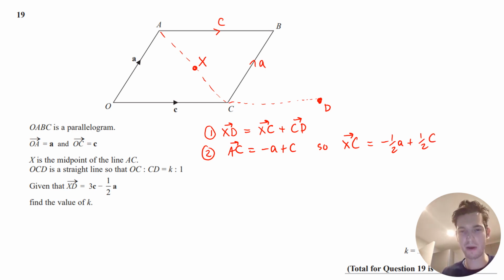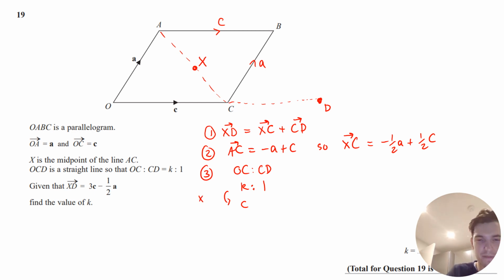Great. So I made a good start. Probably already got a mark or two here, which is good. But now I need to find what C to D is. So what am I told? I'm told that OC to CD, I'm just going to write K to 1 underneath that. I'm told that in the question. And I also know what O to C is, which is the vector C. So actually, it looks a bit weird here, but I think what I'm going to have to do is find my scale factor from K to C. So times by, how do I get from K to C? Well, times by C over K.